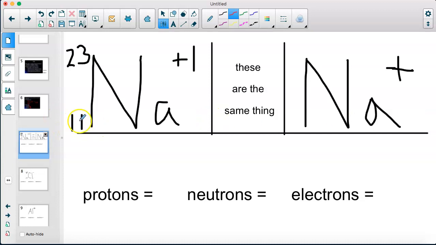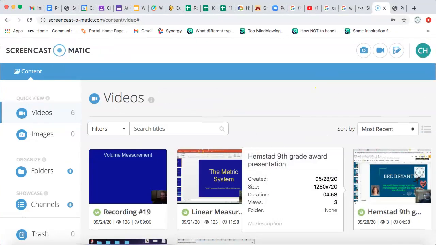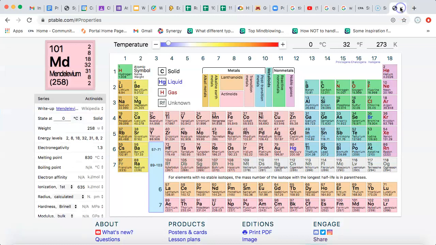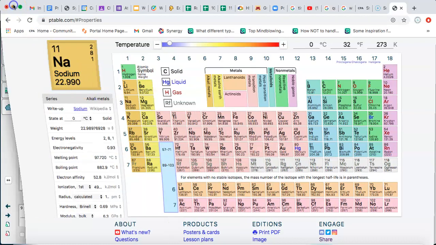If we didn't have this 11 or this 23 here, what could we do? Where could we go? You guessed it, have no fear. The periodic table is here. Oh boy. There it is. Check out that atomic number and mass number. Okay. So we could just see that the atomic number is 11 and the mass number is about 23.